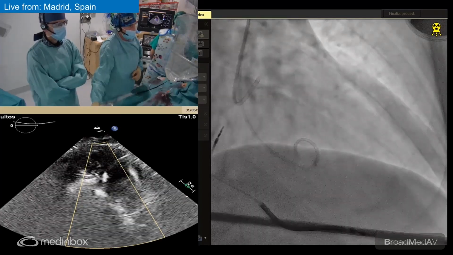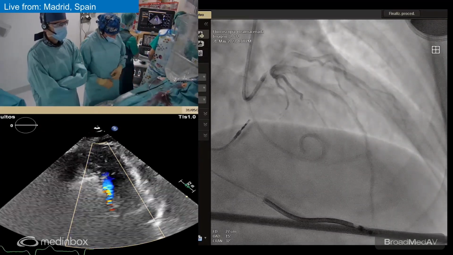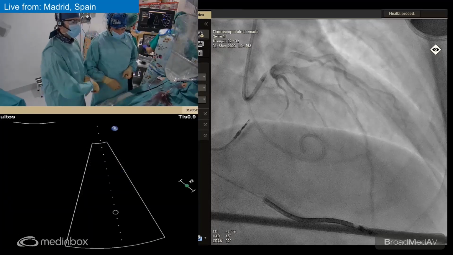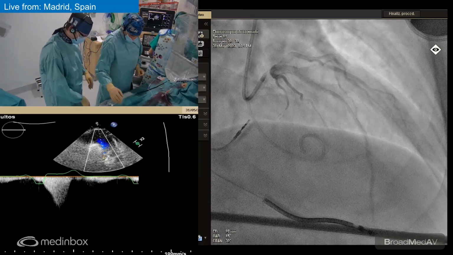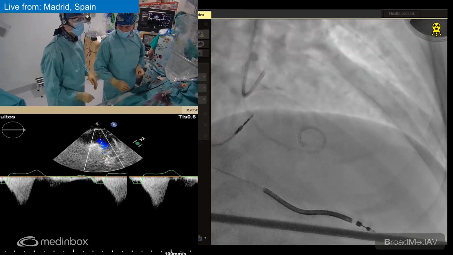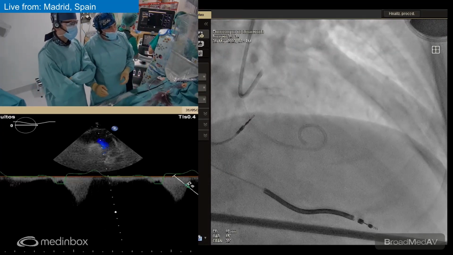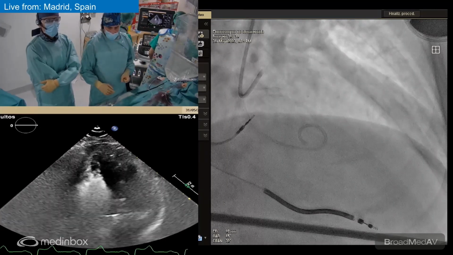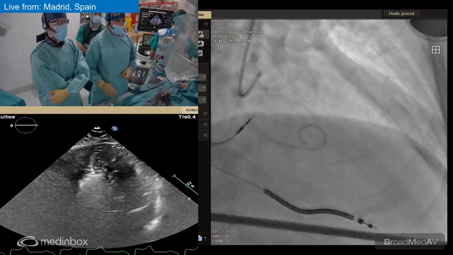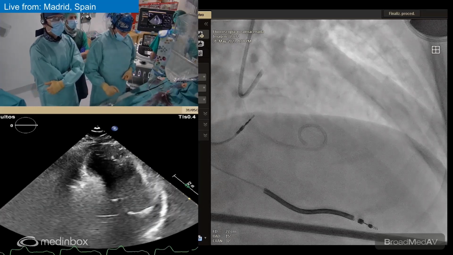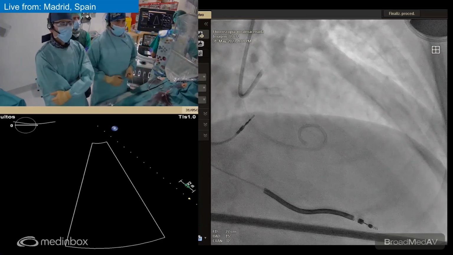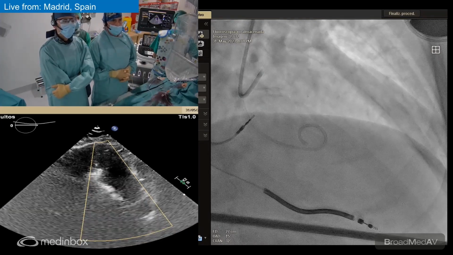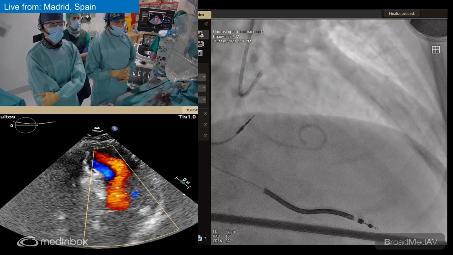The balloon is in place. I don't think we're going to see many changes at this point. But the echo is the same. Fluoroscopy, please. It seems the balloon has moved a bit more distal. Look at the gradient. It is the lowest we have had during the procedure, about 20.